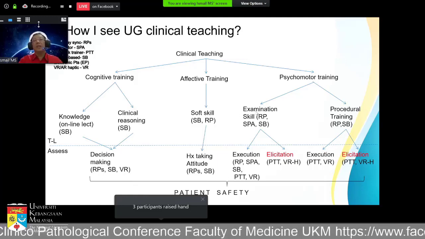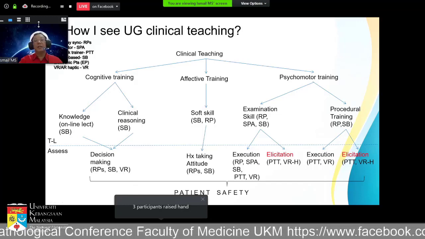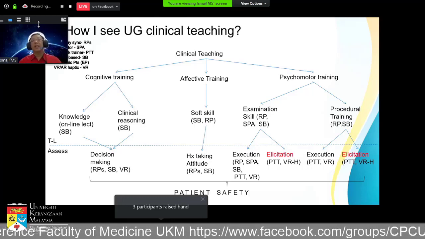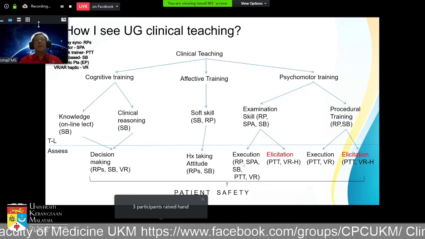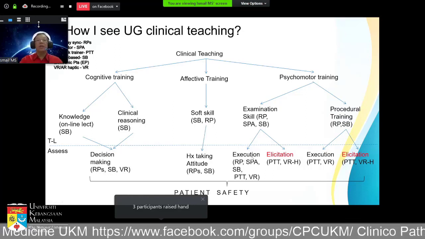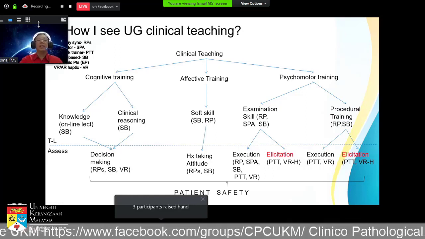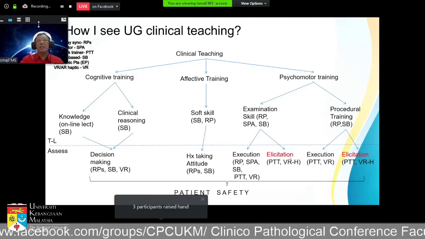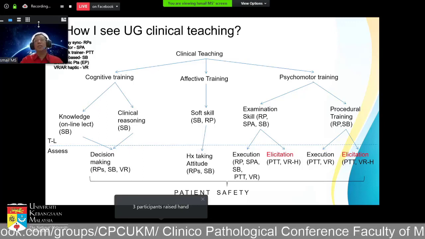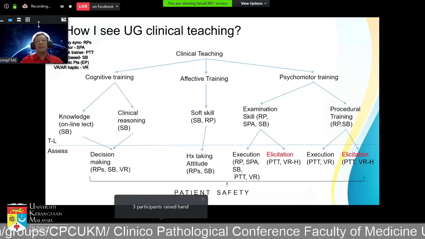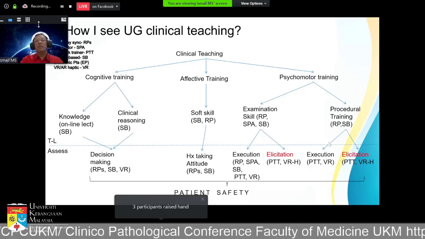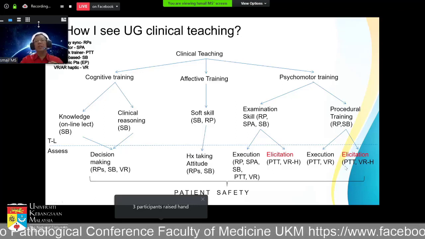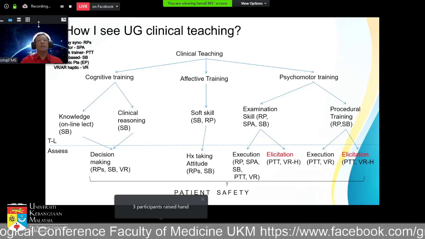For examination, I divide it into two. One is execution, basically how they execute it, how they do it, and the other is elicitation. Execution, I think, is doable. We can do it with just an online method. But in terms of elicitation, I put it in red. I think this is a little bit of a challenge, how to do this in this type of environment. Then again, with procedural, the execution should not be an issue, but in terms of elicitation, there will be a little bit of an issue.